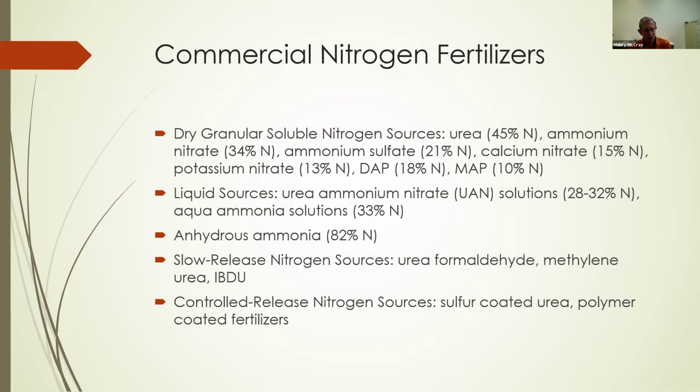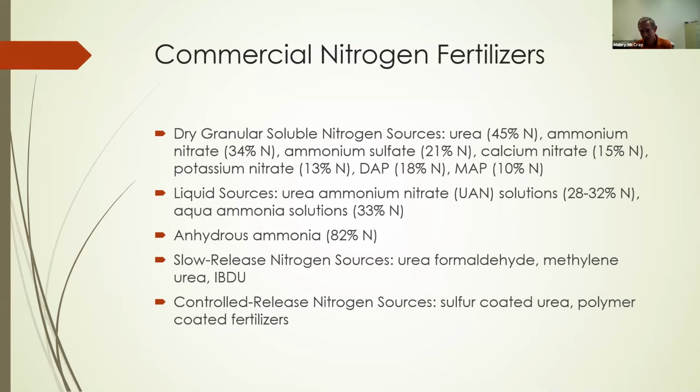Generally, the cost of nitrogen per unit of nitrogen is lower in the higher analysis materials. As I say, the anhydrous ammonia, you have to have special equipment. The urea, 45% nitrogen as a granular source, but it does have the problem that if you apply it to the soil surface, you can have a lot of volatilization losses, especially with high pH.